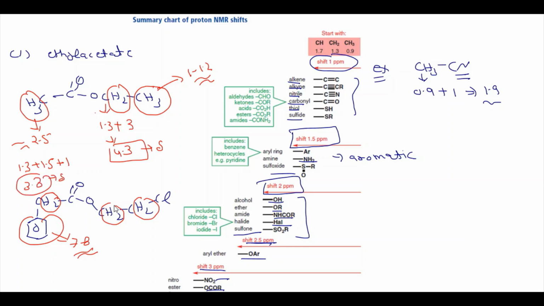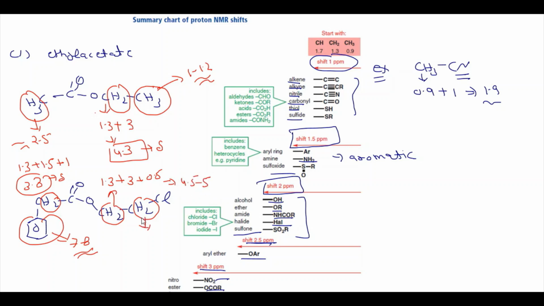And next is this type of CH2. You can clearly see it is connected to an ester. First its base value is 1.3. Now it is connected to the ester, so an increment of 3, and it is also connected to the CH2 and Cl. Because of this Cl group, approximately 0.5 will shift the delta value. So the total value would be approximately 1.3 plus 3, 4.3, plus 0.5, approximately 4.5 to 5. In between 4.5 to 5 it will resonate.